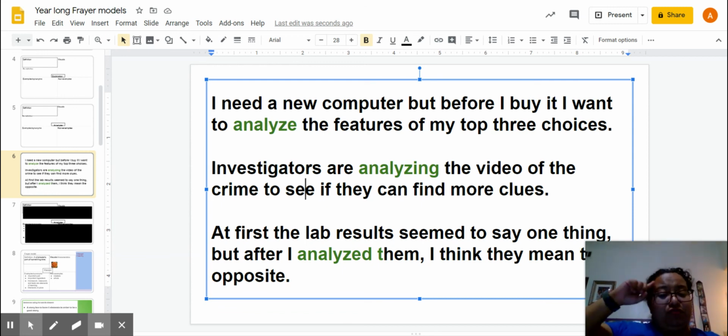Right? Or if you're thinking of a word, try saying the sentence and replacing it. This time, instead of saying analyze, say to blah the features of my choices. If your word fits, the guess you're making fits, then you probably made a good guess. Otherwise, your brain will tell you, wait, that word doesn't fit here. It doesn't make any sense. Okay, we're done with this video.